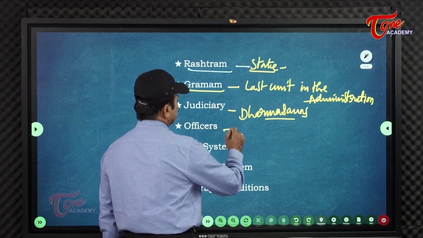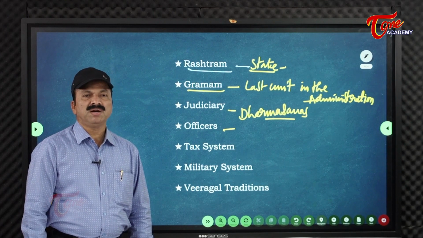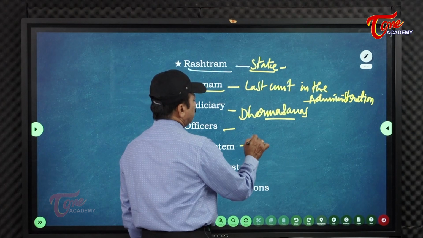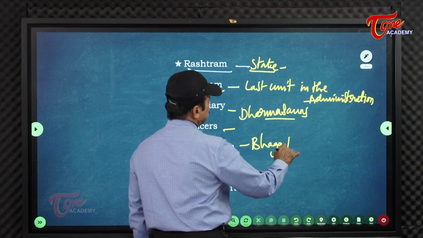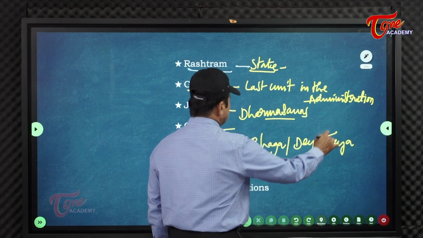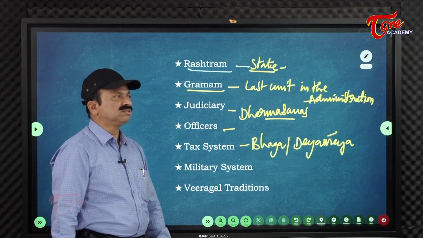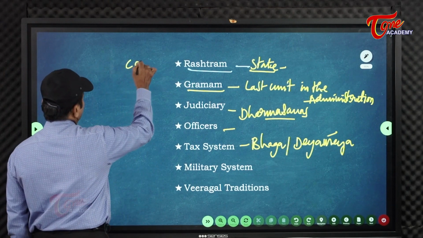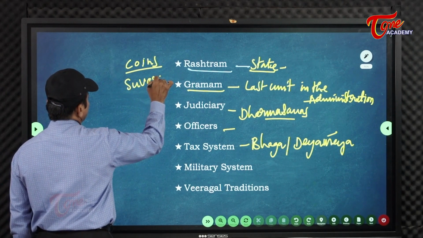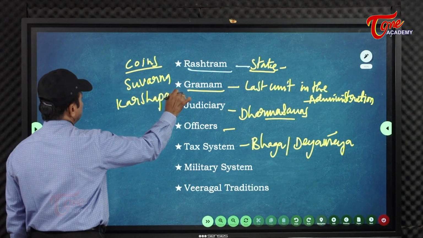The tax system was almost one and the same. Bali, Bhaga, or Deyameya was the tax collected. The same coins existed in this period as in the Satavahanas' period. Suvarna is a gold coin and Karshapana is a silver coin. Suvarna and Karshapana were the coins.